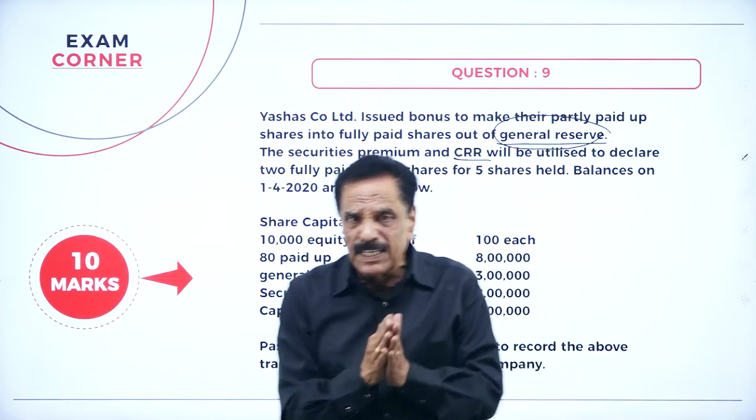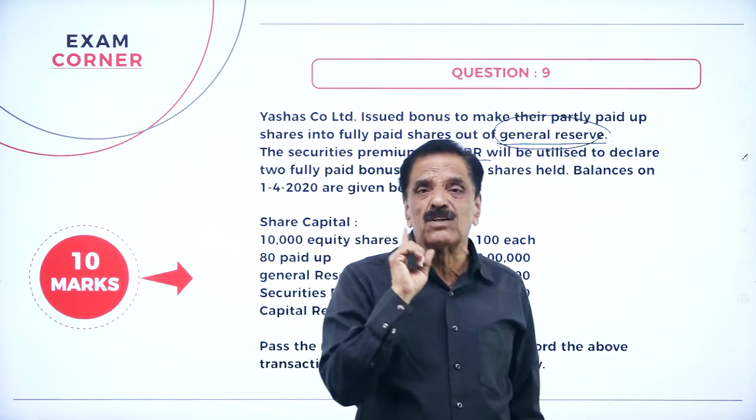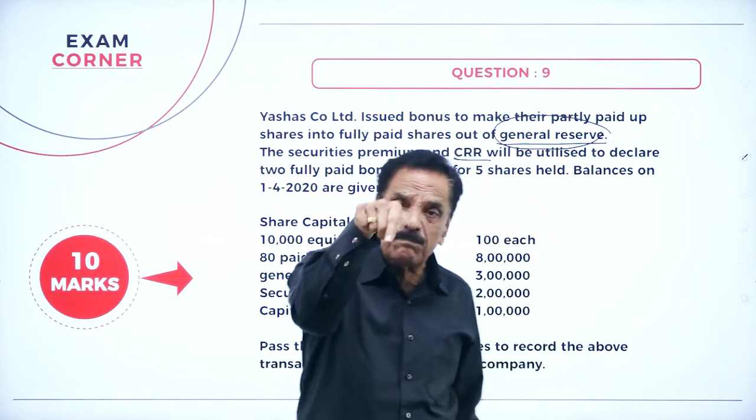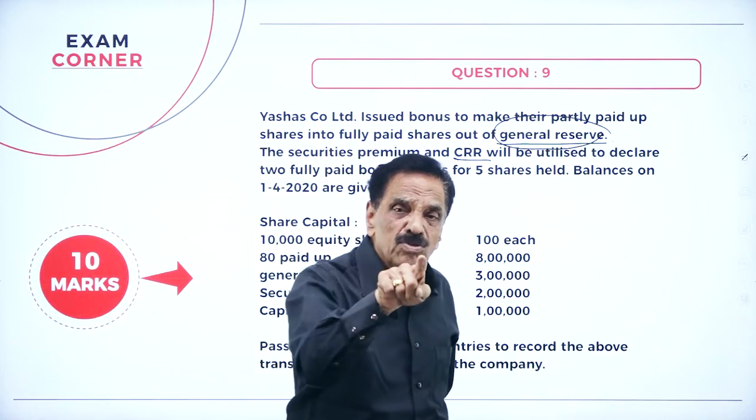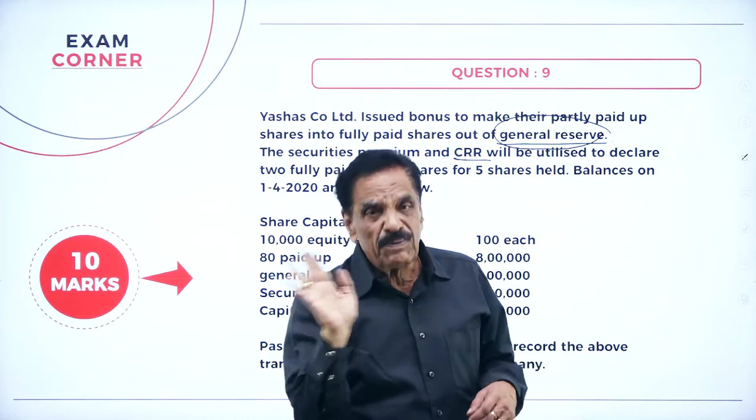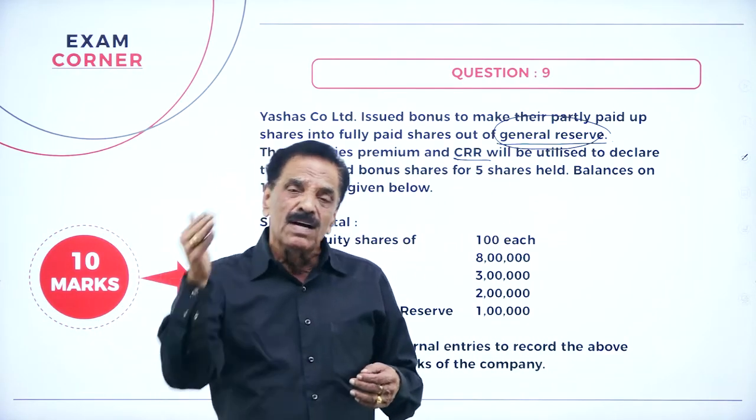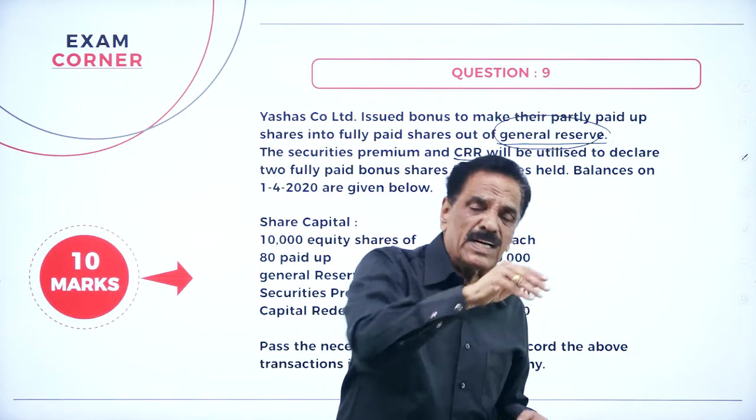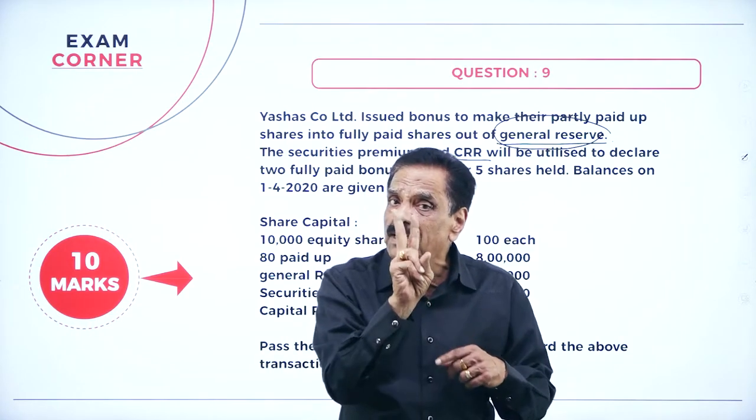I will repeat the entry. Utilize the general reserve if they say so. For partly paid shares made fully paid: general reserve account debit to bonus to shareholder account. Then the final call entry: share final call account debit to share capital account. Give the final call to bonus to shareholder: bonus to shareholder account debit to share final call account. Each entry is 2 marks.